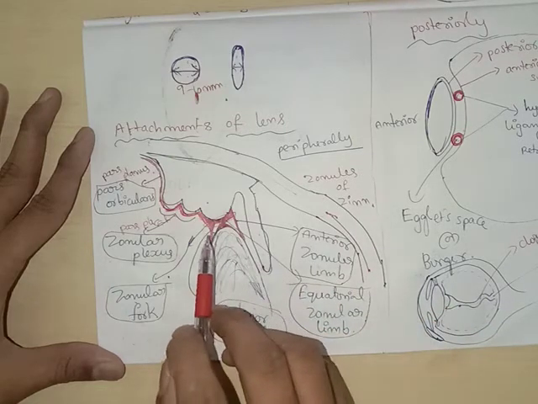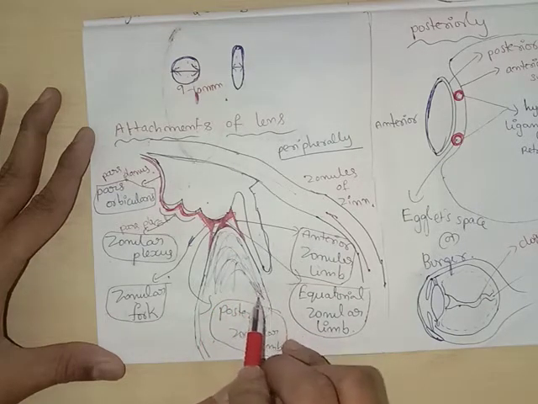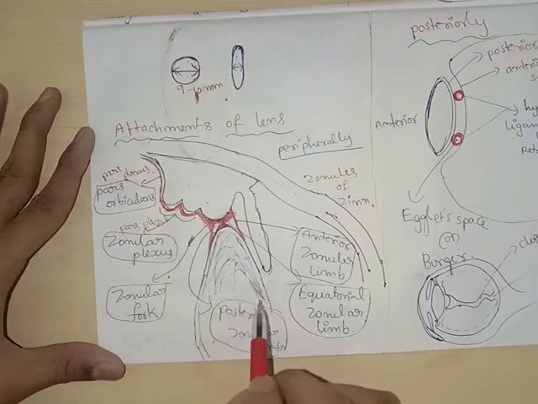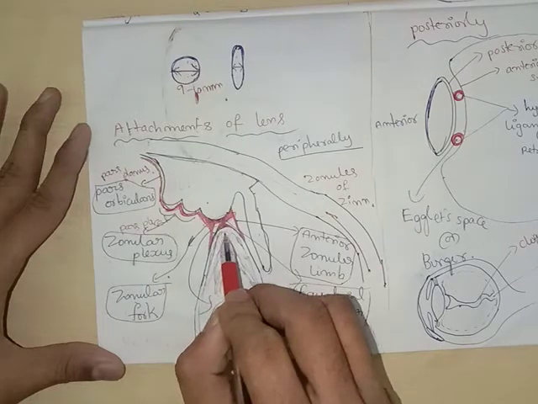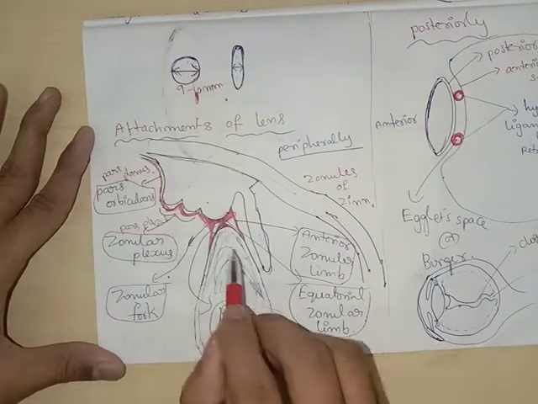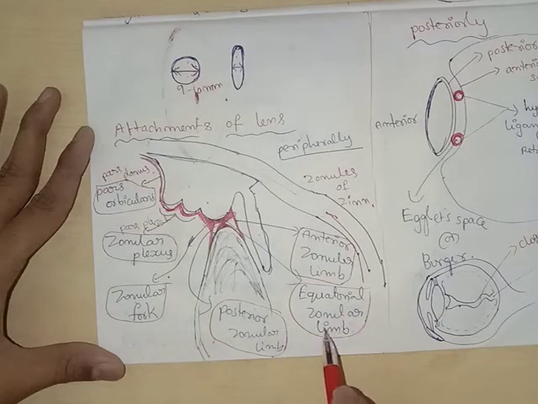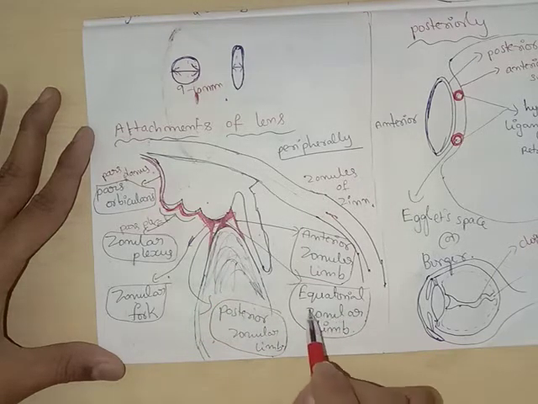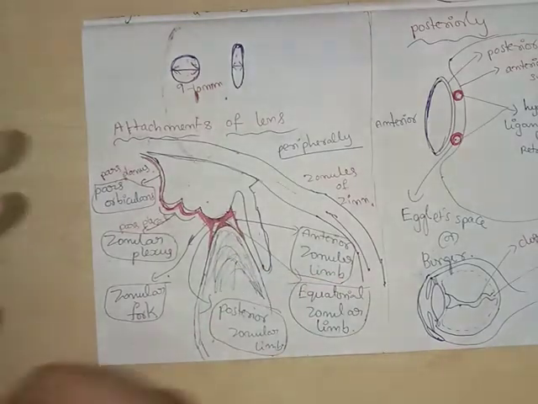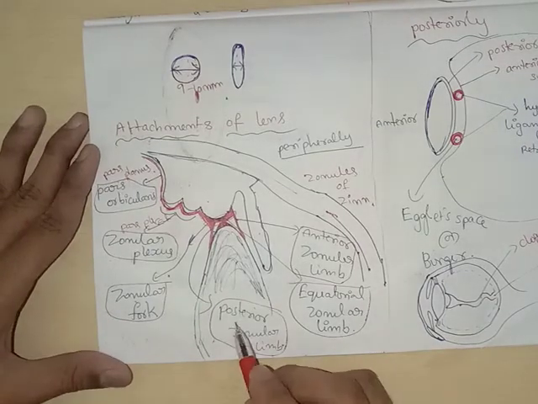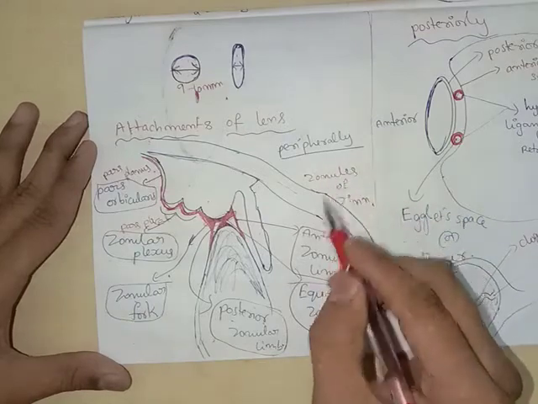Now I just explained what the equator is: the equator is the point at which the anterior and posterior surfaces meet. At that point there is a zonular fiber which is called the equatorial zonular limb. This is like a brush border, a brush appearance on the equatorial point. And another one is the posterior zonular limb. These are the peripheral attachments of the lens.